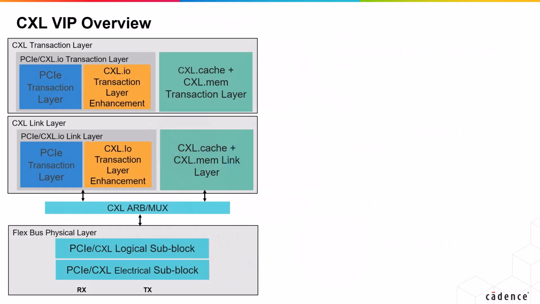The diagram represents the CXL layers for their different semantics and their relationship with PCIe layers. As seen here, the CXL.io semantics reuses all PCIe layers, with some CXL enhancements. The CXL.cache and CXL.mem semantics have their own transaction and link layers. There is a CXL arbitration and multiplexing block that selects output from selected CXL semantics and passes it to the PCIe CXL physical layer.